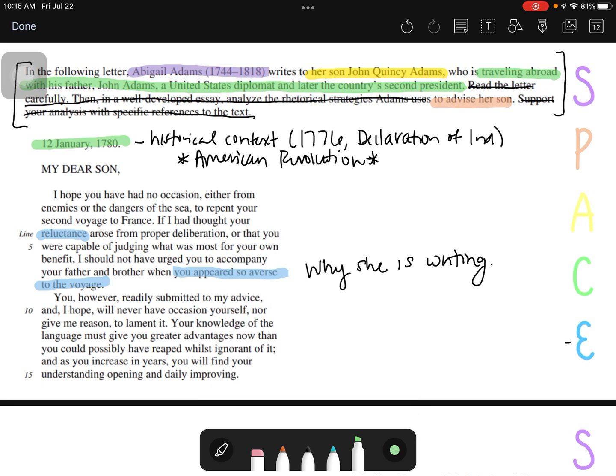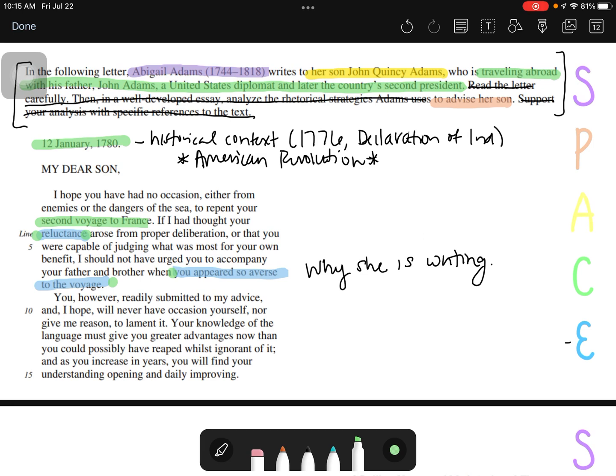You could also talk about this in terms of context, because this is a different trip, so he's already been to France. That's part of the context. But clearly we can also see that this reluctance and this appearing aversion is part of the context that happened right before this letter was sent. So that'd be an example of immediate context, right? His reluctance to go clearly happened very shortly before this letter was written, and that reluctance is also why she's giving her son some advice.